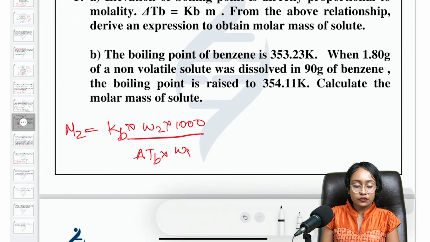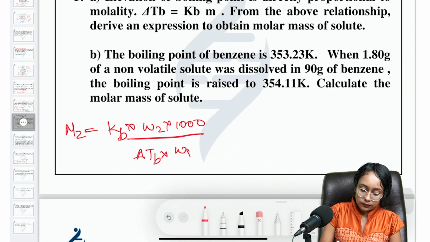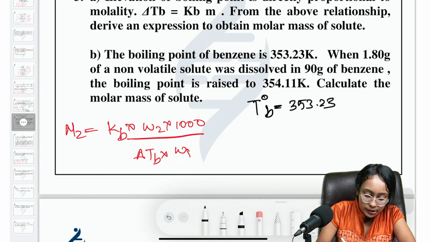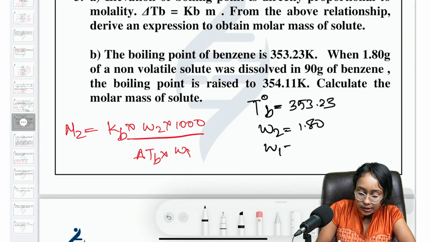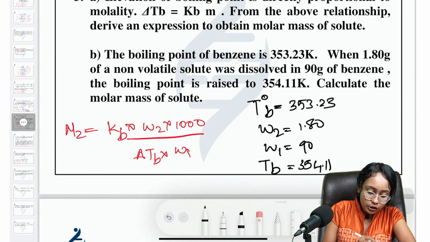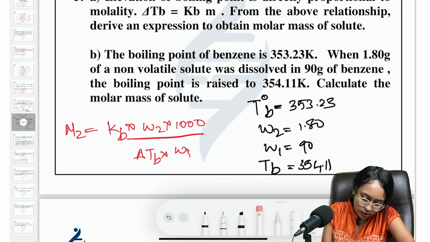Now the next question is: the boiling point of benzene is 353.23 Kelvin, that is T0b equal to 353.23 Kelvin. When 1.80 gram of a non-volatile solute was dissolved, that is W2 equal to 1.80, in 90 grams of benzene, W1 equal to 90, the boiling point is raised, Tb equal to 354.11. Calculate the molar mass of the solute. We need to find this. We are provided with T0b and Tb. From this, we can find delta Tb, that is 354.11 minus 353.23. W2 is given, Kb is given.